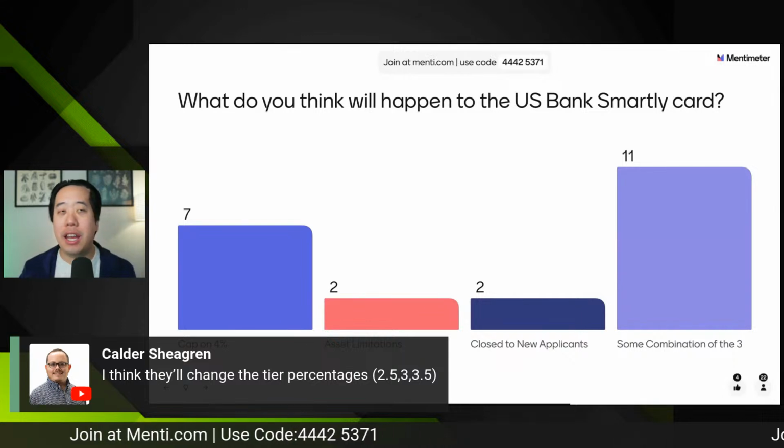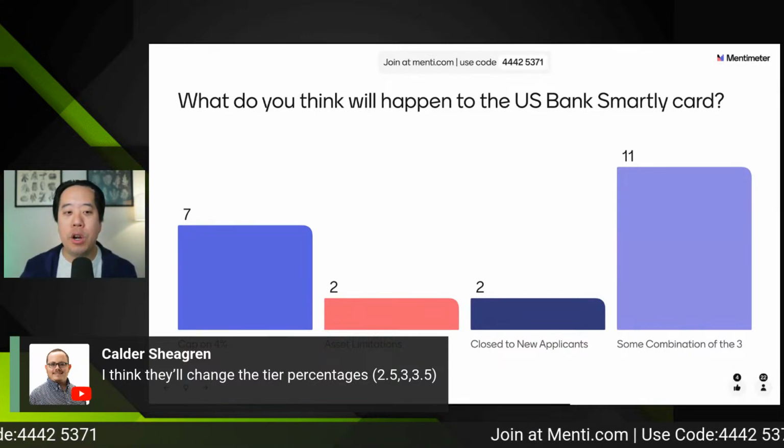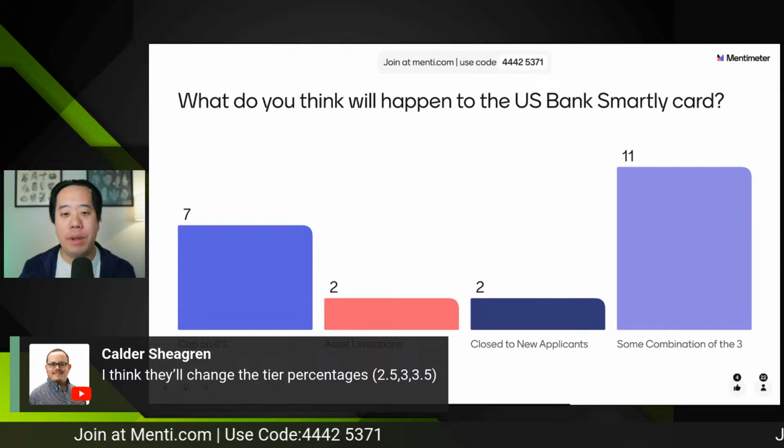I think that if they kept it at 3%, I'd still be happy with what was going on. If they nerf it down to 2.5%, that's kind of where I'd be, I don't know, because then the Premium Rewards card on the Bank of America situation would be better.